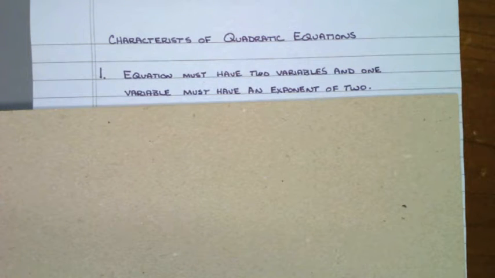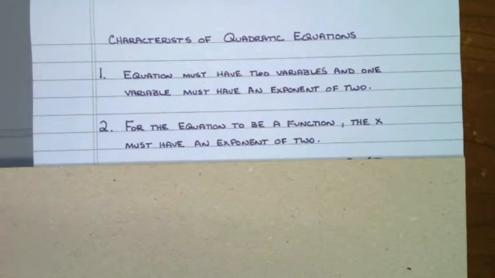In all these examples, like I said, we're going to use x and y because that's usually how it's written in standard form or vertex form. They use an x and a y, especially if you're going to graph it. For the equation to be a function, the one that needs to be squared, the one that needs to have an exponent of 2, is going to be the x.